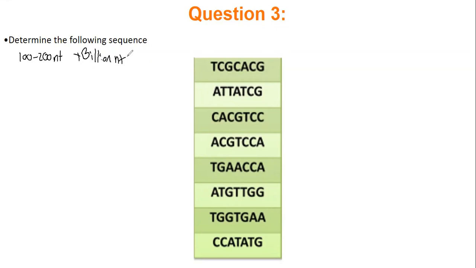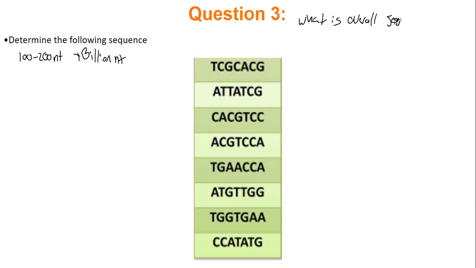So here in the middle, I have 1, 2, 3, 4, 5, 6, 7, 8 sequences of DNA that came from the same organism that I've sequenced. And my question is, what is the overall sequence? What is done is that you just take these sequences and you try to find areas of overlap.